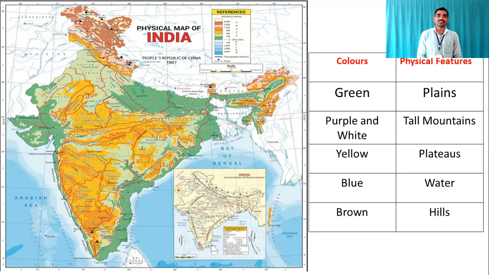Okay, so this was the physical map. This was the map reading. I think you have understood.